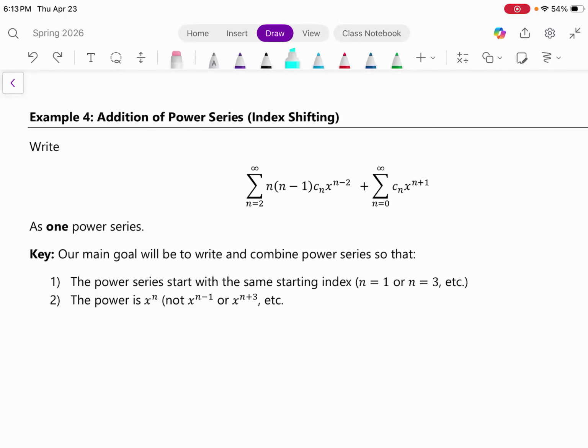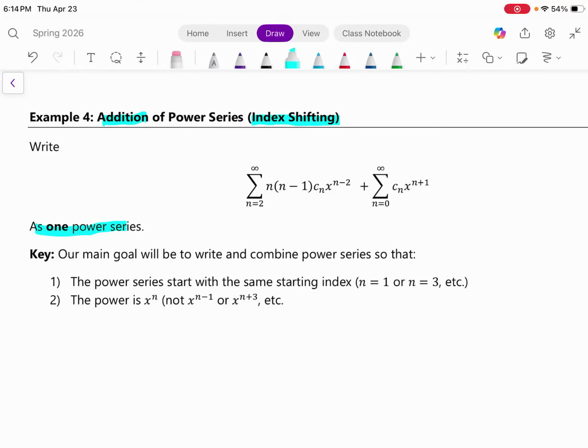All right, hi everybody. Welcome back to this section 6.1 video where we are reviewing power series and their properties. And in this video, we're going to go over adding power series into one power series. And that's going to require the idea of index shifting if you have not seen that before, and peeling off terms. And the goal is to write and combine these power series into one power series.